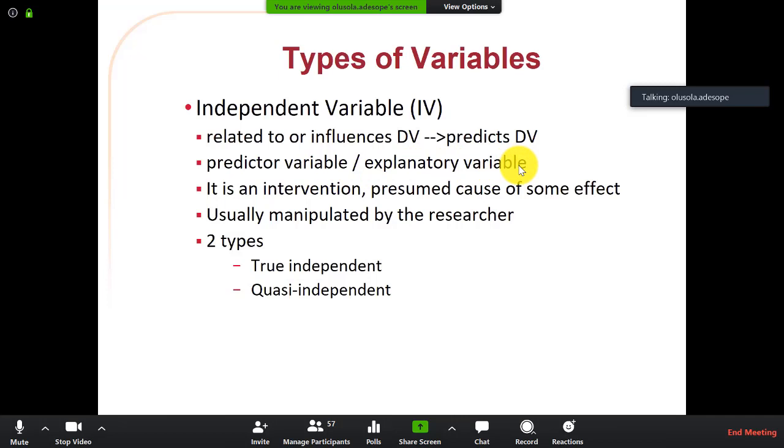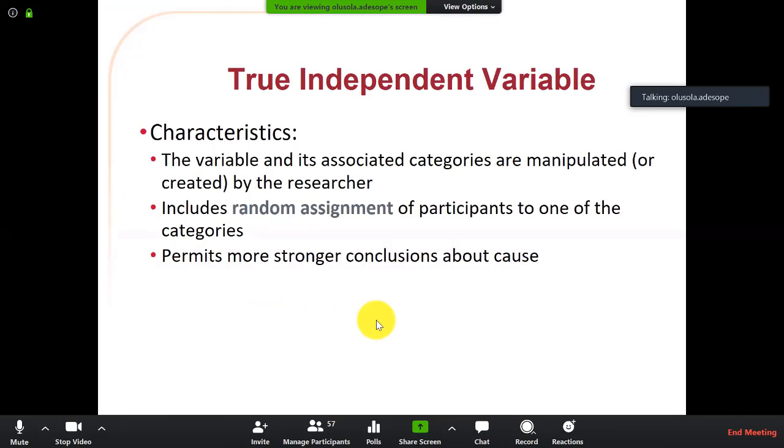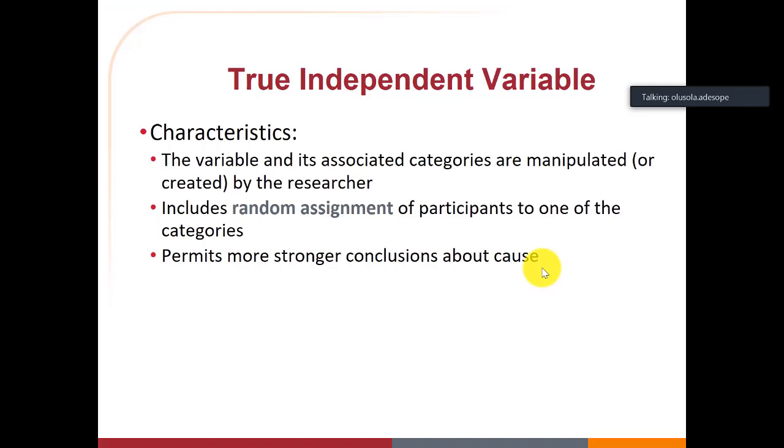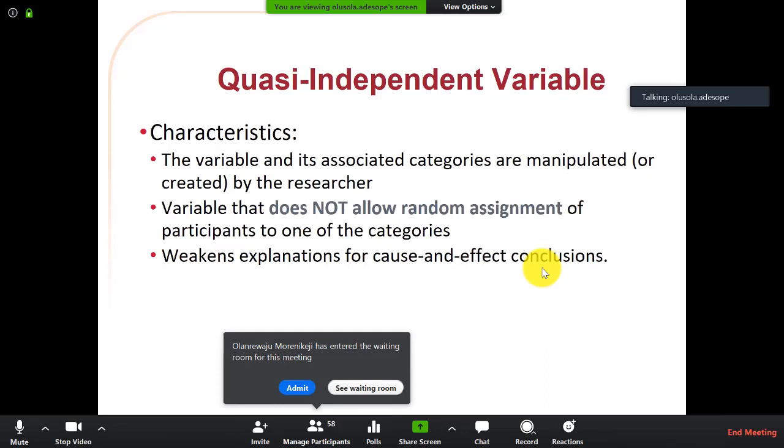It's an intervention, a presumed cause of some effect, and they are usually manipulated by the researcher. So you can have true independent variables and quasi independent variables. With true independent variables, you have random assignment of participants to groups, and it helps most, I would say, with stronger conclusions about the cause. In science, they call randomization the gold standard, although people can disagree with that. But randomization has been known for many decades to really help control many threats to validity of causal inferences.